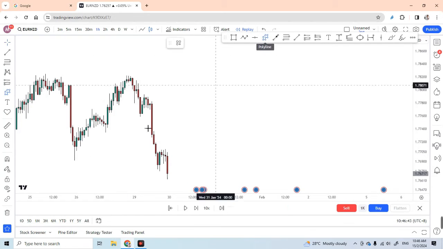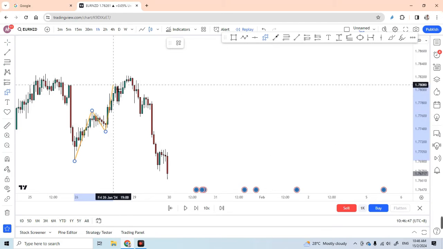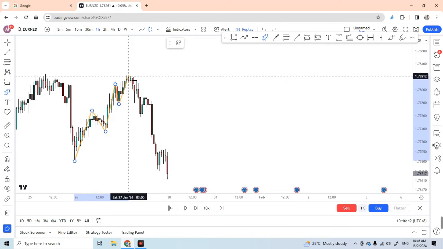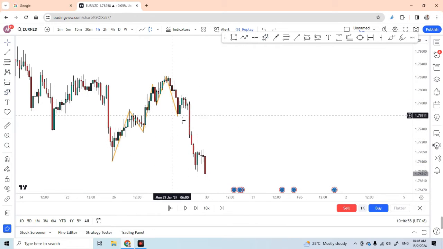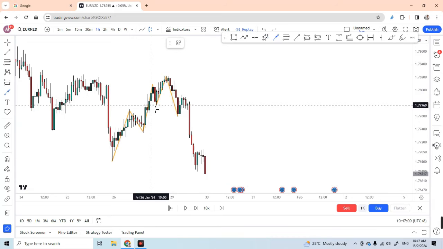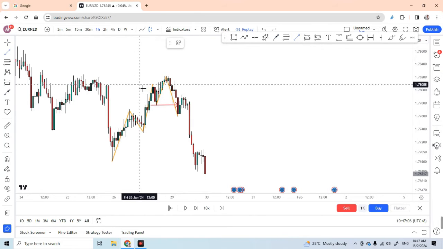All right, let me draw the structure for you guys. The price went up, came down, went up again, came back down, and then went up. This is the highest point, and then it straight away went down. So I just point right there. Why is it important? Because we know where the break of structure is. The structure was broken and we have an official QML line right there.